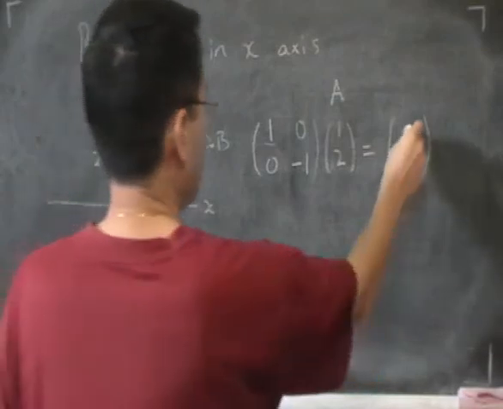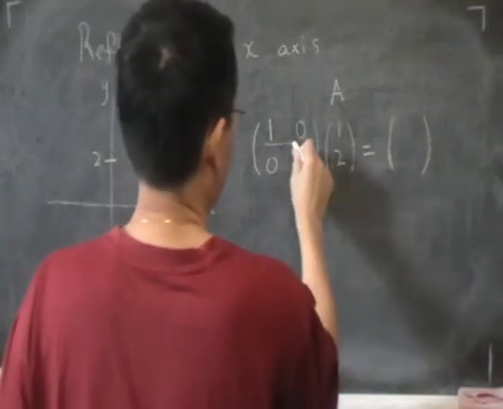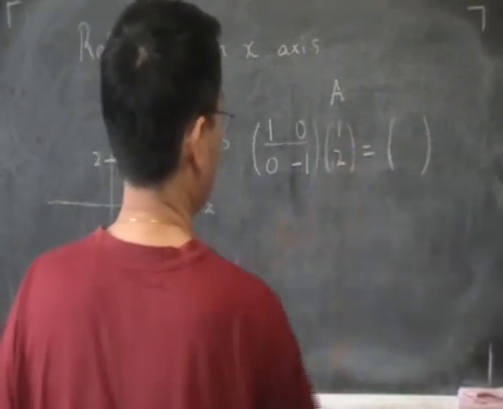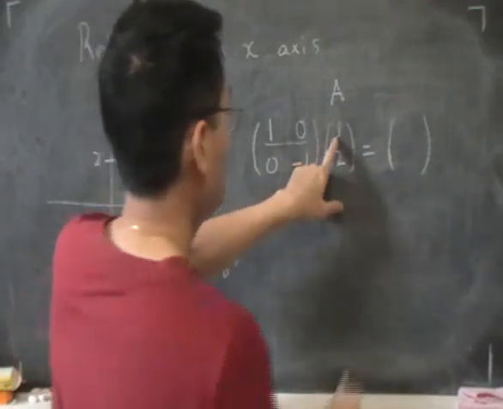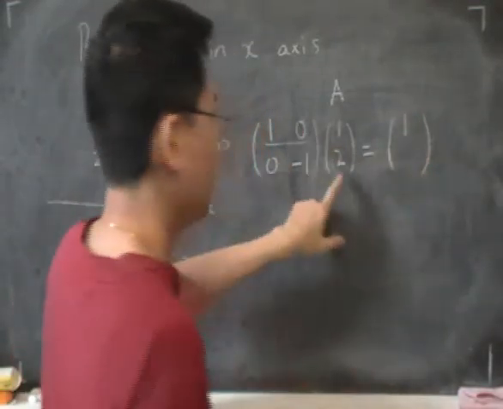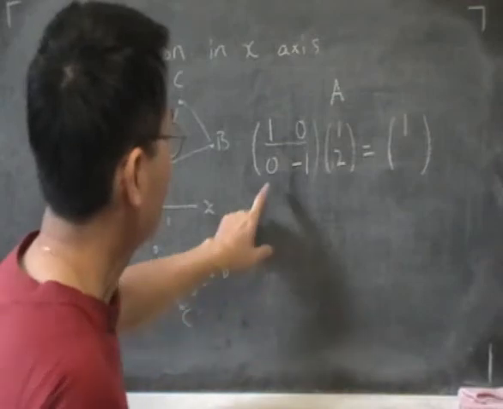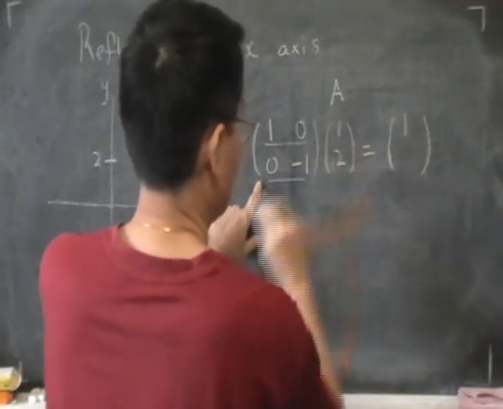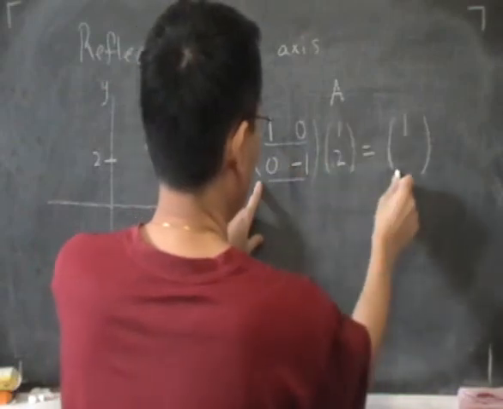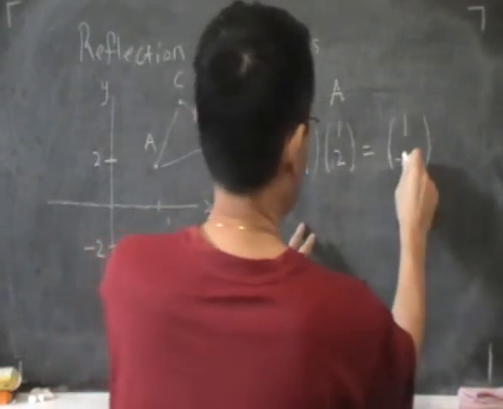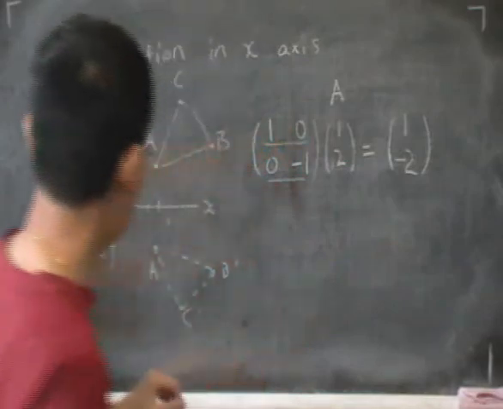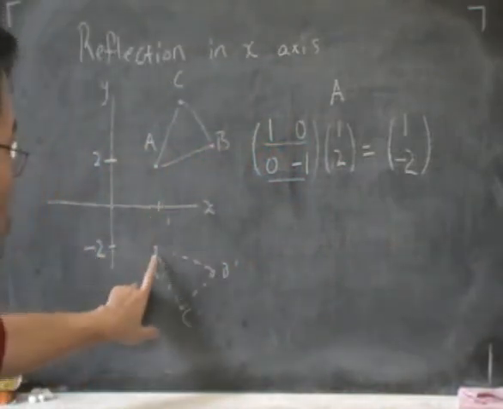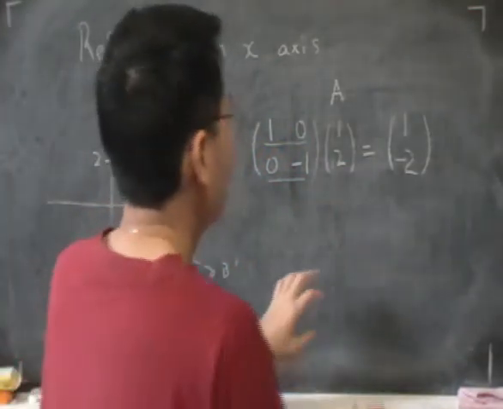To get the first number, look at the first row and the first column. So 1 times 1 gives you 1. 0 times 2 is 0. To get the next number, you take the second row and the first column. 0 times 1 is 0. Minus 1 times 2 is minus 2. So you get 1, minus 2, which is the correct position, A prime.